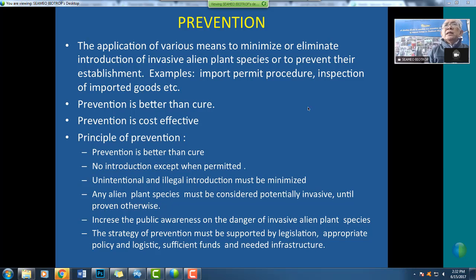And the last one, the strategy of prevention must be supported by legislation, appropriate policy and logistics, sufficient fund, and needed infrastructure. It does not mean that prevention is cheap. Prevention can be expensive, but remember that prevention is cost effective. Next slide.